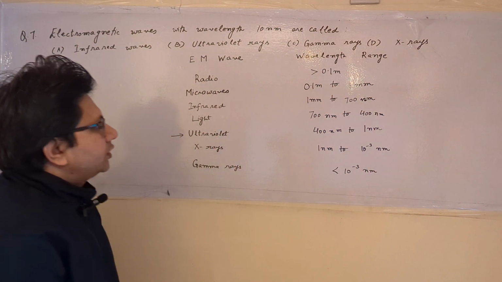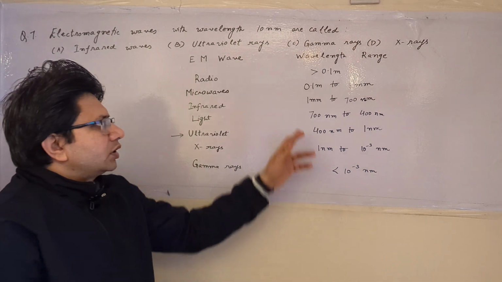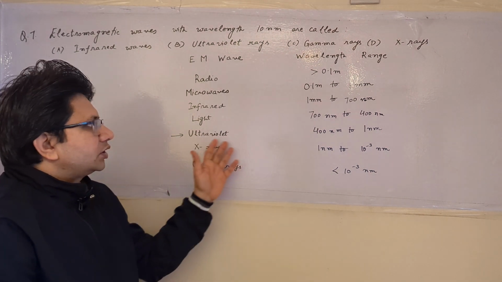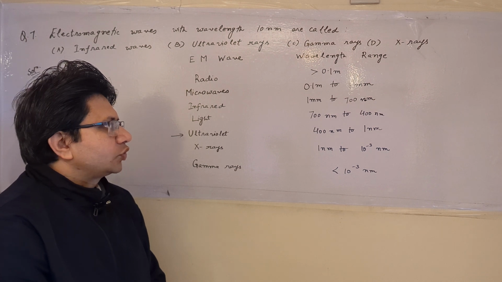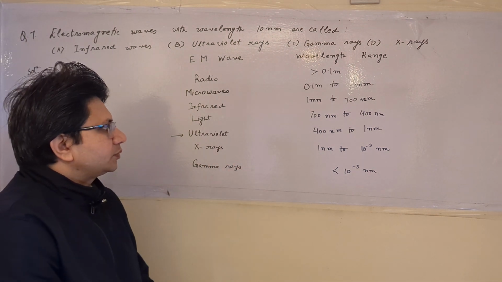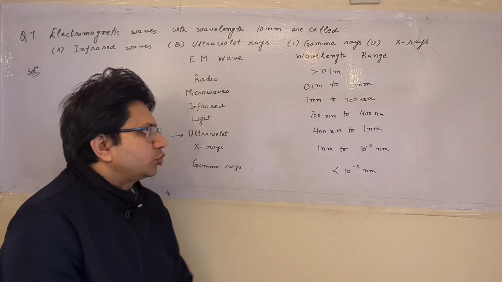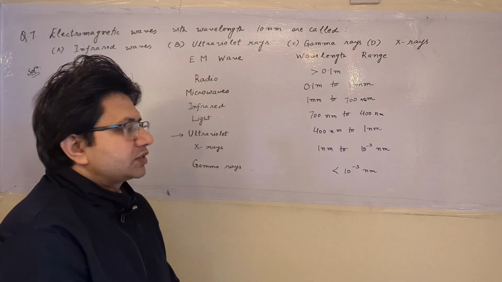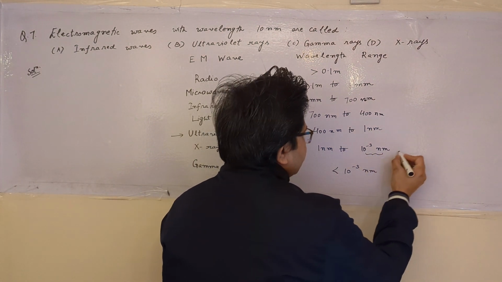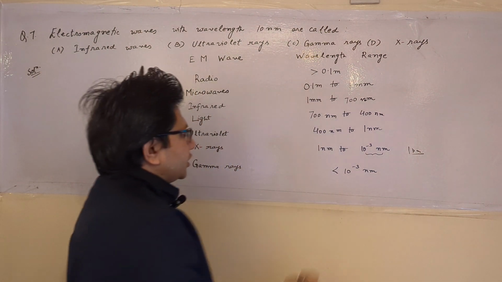Then light rays, or we can also call them the visible range of the spectrum, have the range of 700 nanometer to 400 nanometer. Then ultraviolet rays have the wavelength range of 400 nanometer to 1 nanometer. X rays have a range between 1 nanometer to 10 raised to power minus 3 nanometer. We can also call it a picometer; 10 raised to power minus 3 nanometer means 1 picometer. So this is the wavelength range of X-rays.